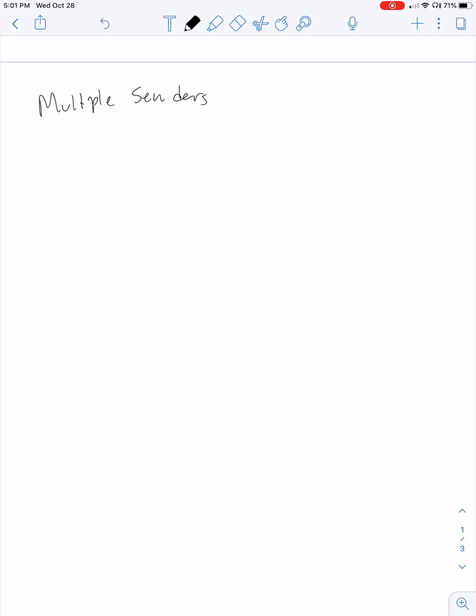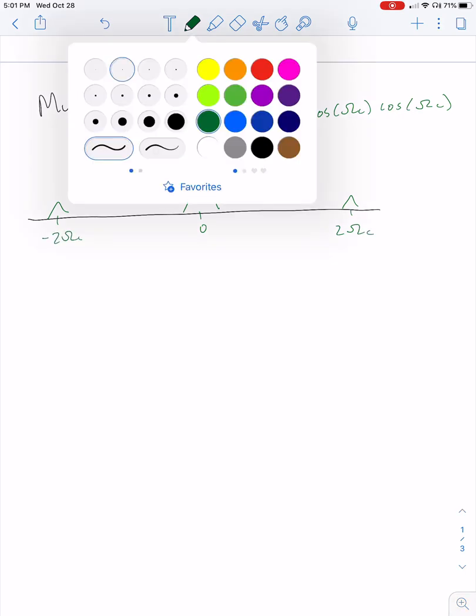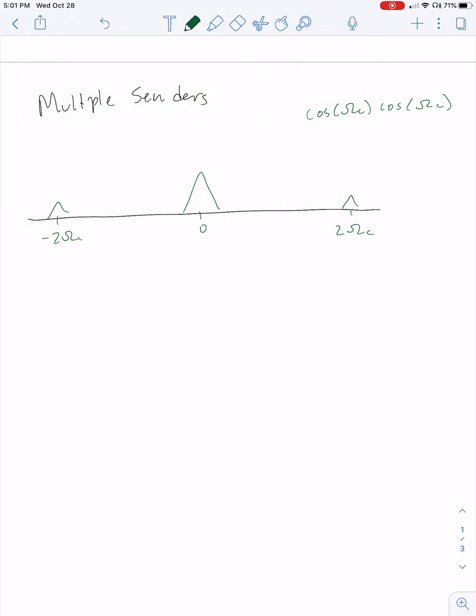Now the idea behind this is that we know if we modulate and demodulate with the same frequency, cosine omega c, cosine omega c, right, modulate and demodulate, then we get a signal that looks like this, centered at 0 with 2 omega c and negative 2 omega c. But that's only because we use the same carrier frequency both times.